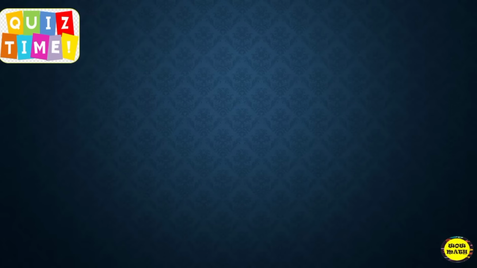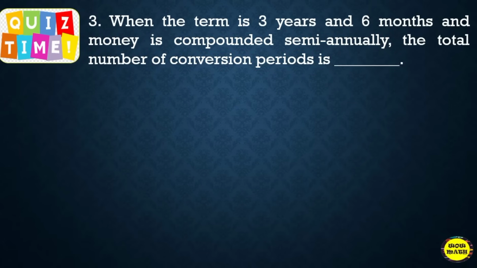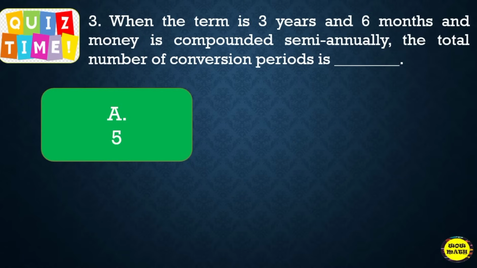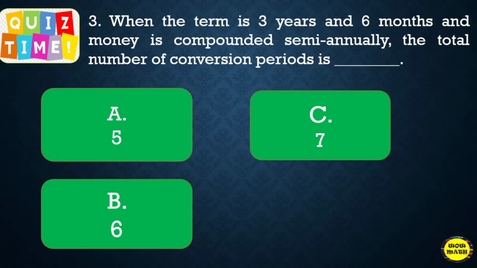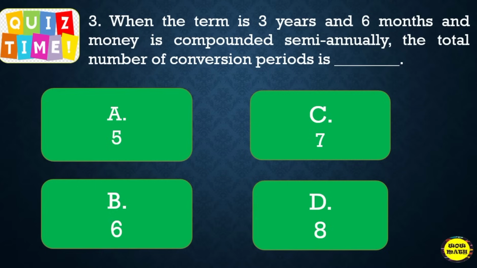Next. For question number 3, when the term is 3 years and 6 months and money is compounded semi-annually, the total number of conversion periods is blank. A, 5, B, 6, C, 7, D, 8. The answer is 7. So, ang gagawin nyo lang dyan, di ba? N is equal to M times T. So, yung M natin dito is 2. And then, yung T natin is 3 and 1 half. So, 3 and 1 half times 2, the answer is 7.